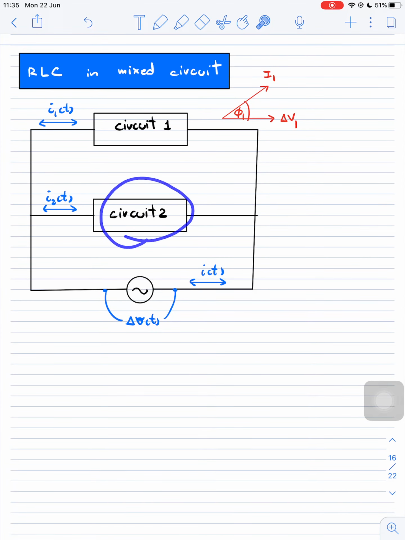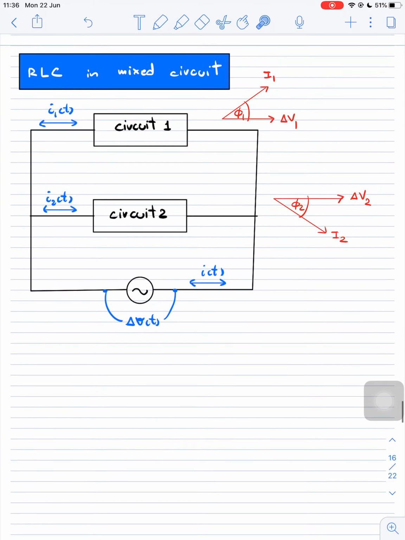Now for circuit 2, let's assume that the phasor diagram that we can find is something like this one, and the I2, and let's say that this is going to be phi2. From this picture you can see that delta V2 is leading the I2 by phi2. But don't forget that I just assume it to be like this as an example, but actually it's not necessarily like this.